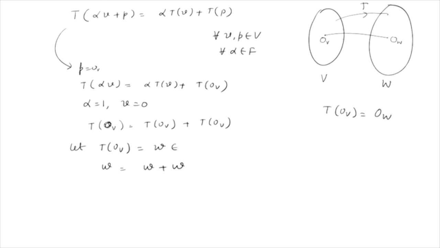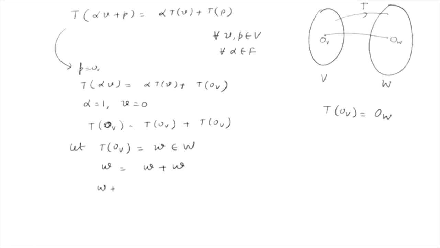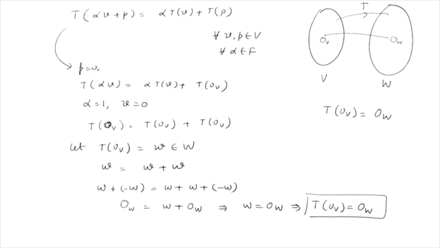Now, W is an element of capital W, which is a vector space. Since it is a vector space, its additive inverse will exist. So, you can always add the additive inverse of W on both sides. An element with its inverse gives the identity element. So, it is 0 of W equal to W plus 0 of W. So, this implies W equal to 0 of W, and this implies W is nothing but T of 0 of V. So, T of 0 of V is equal to 0 of W. So, this is the first property, that if it is a linear map, then T of 0 will always map to 0 of W, the additive identity of W.